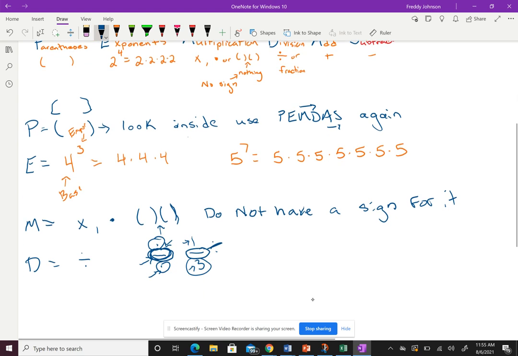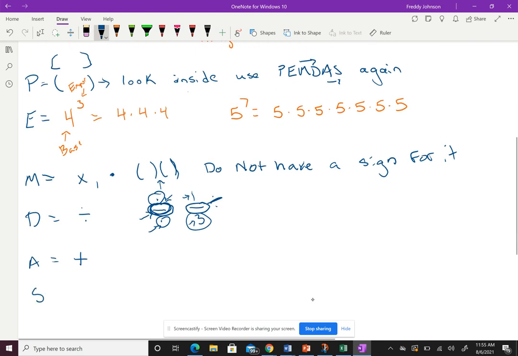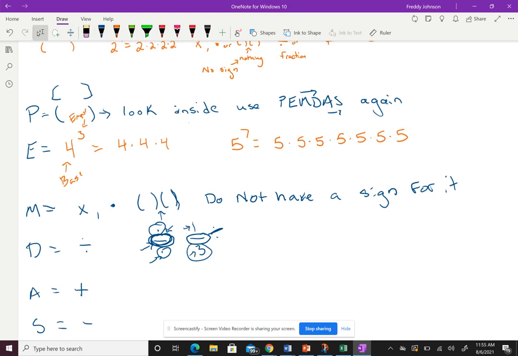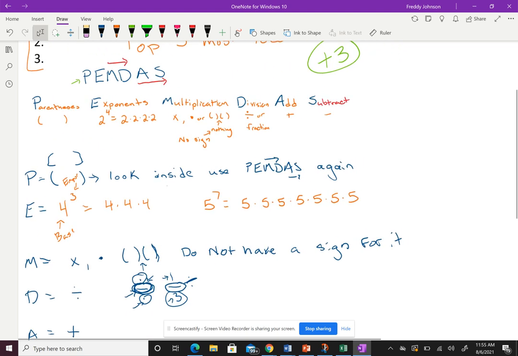And then last but not least, we have addition and subtraction, where we have to have a sign. It's a plus sign, it's a minus sign. When we're doing this, guys, please pay attention here. This is the key. You will notice when I am doing PEMDAS, this tells me the order to solve every math problem without variables, without letters.